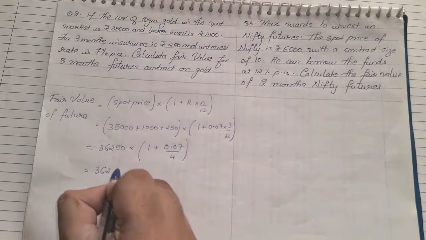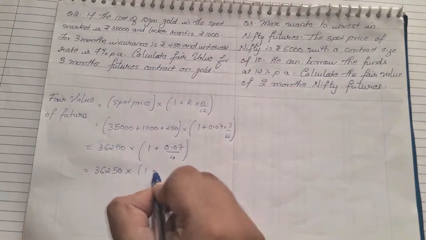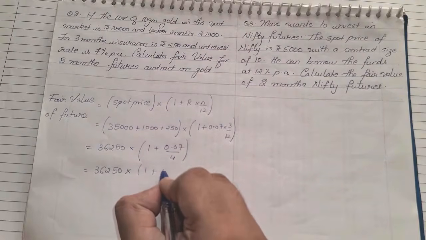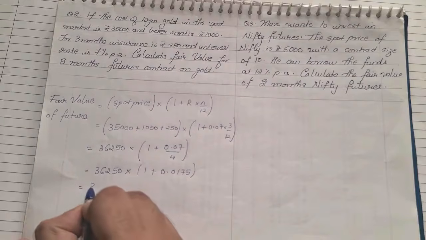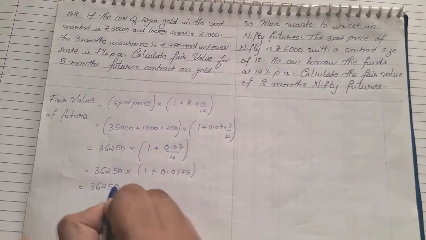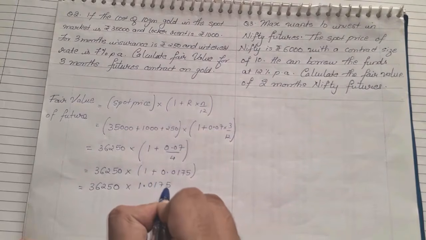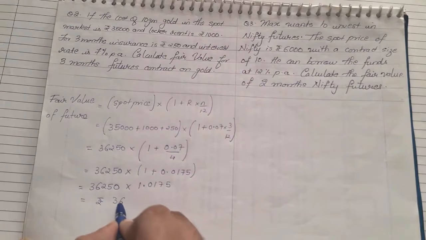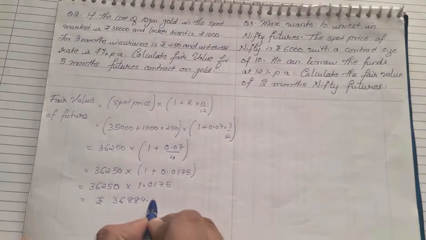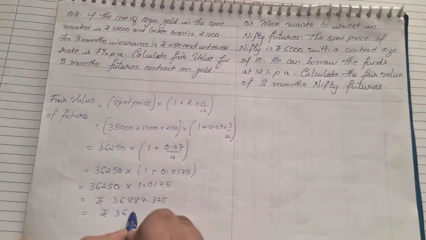So 36,250 into 1 plus, now 0.07 divided by 4 gives you approximately 0.0175. Last step: 36,250 into 1 plus, so that becomes 1.0175. You multiply it and we get the final answer approximately 36,884.375. To make it simpler, we will round the value up to 36,884.38.